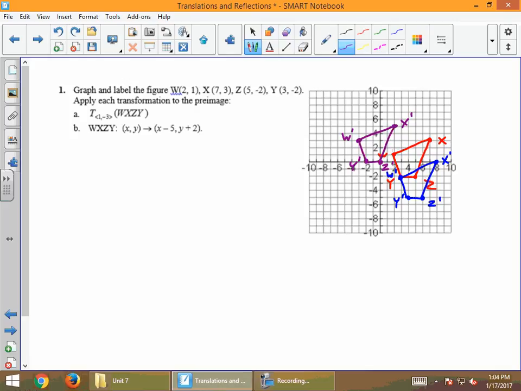And there's my figure. So notice the figures stayed exactly the same. It's just sliding to a new location. That's all it is. You get the same size and same shape. This one's in blue.